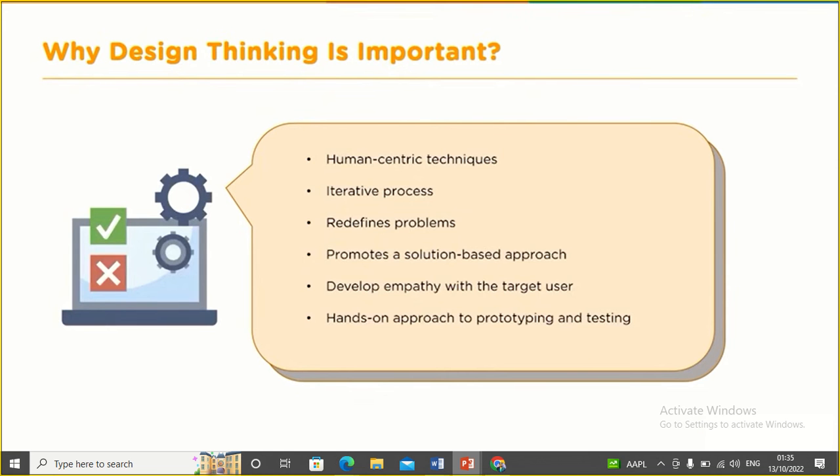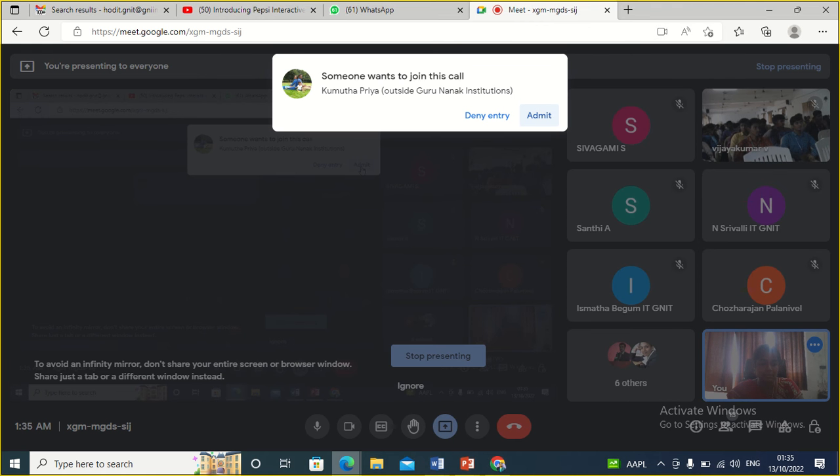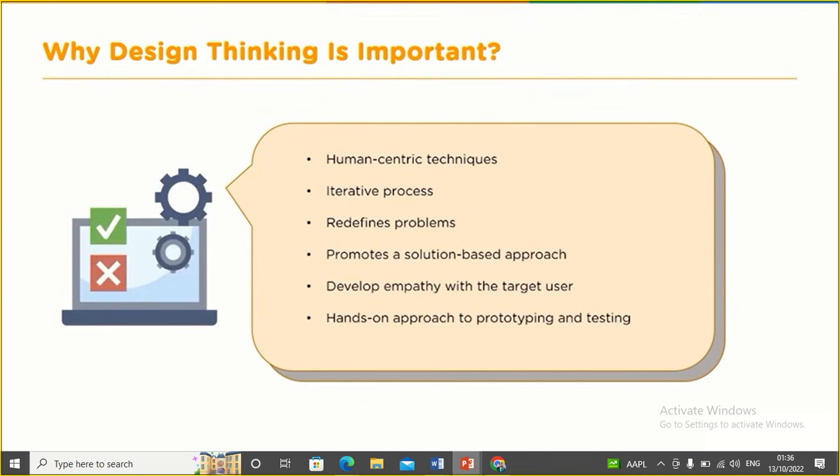Okay, so actually this design thinking is an iterative process, and it again and again redefines the problem in order to provide simple solutions, in order to satisfy the customers' needs very effectively. And it promotes a solution-based approach, and it develops empathy with the target user and a hands-on approach to prototyping and testing.